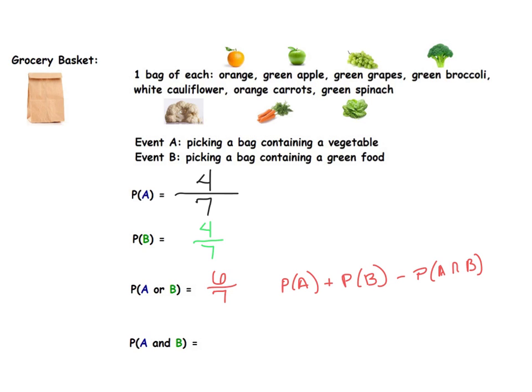All right, and our last one, the probability of A and B. So that word and, meaning it has to be a vegetable and it has to be green. So let's see how many vegetables we have that are green. We have broccoli and we have spinach. Those are the only two that are vegetable and they're green. So we're going to have 2 out of the total 7.